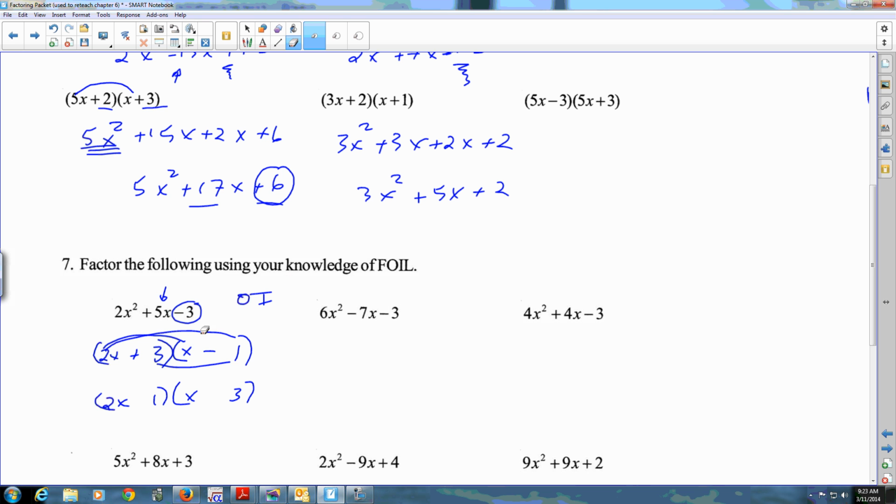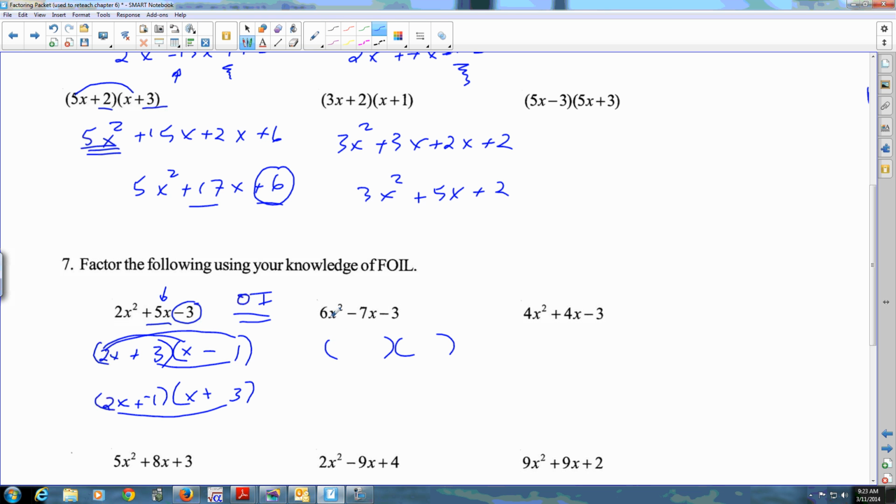Okay, so this first option didn't work. So try switching where the 3 and the 1 went. Again, you need one's a plus, one's a minus. Check the outside. Minus 6x, inside, plus 1x. I got a minus 5x. I need a positive 5x. So the only change you need to make is switch the signs. And now you have it. So the process you go through is guess and check. You guess and see if it's it, and then check just the outside and inside.